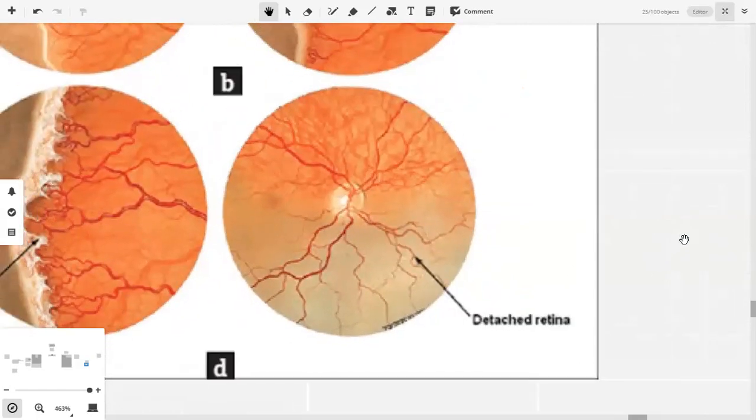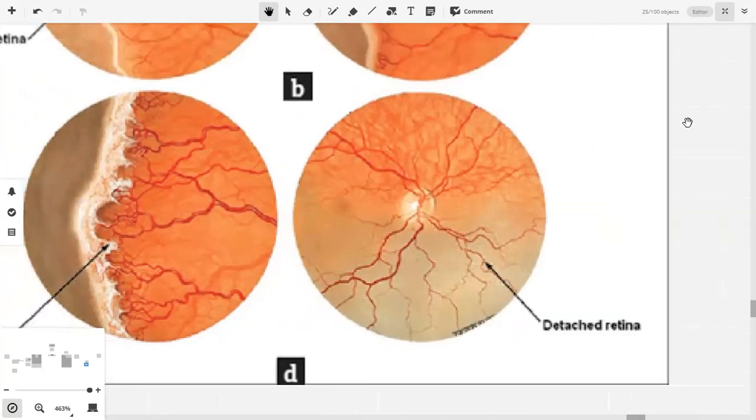How can this image say that the inferior retina is detached? What is the difference between the superior and the inferior part? Color, okay? Paleness. Yes, the color and the paleness. Okay, you have come to the right place, all of you.